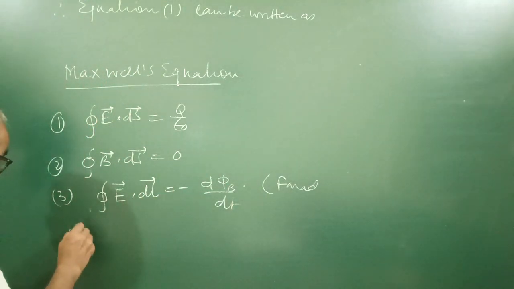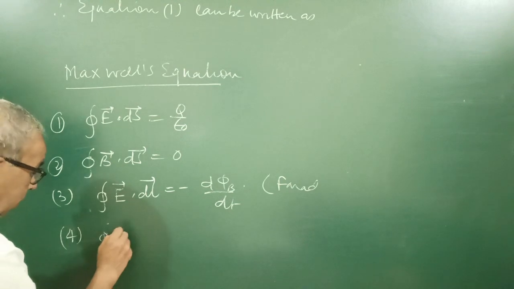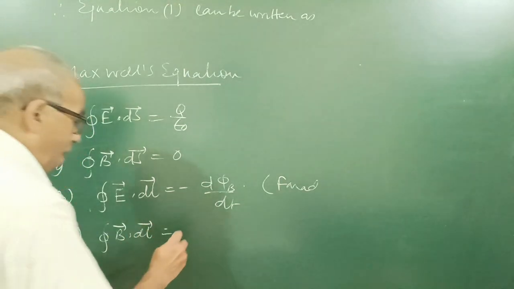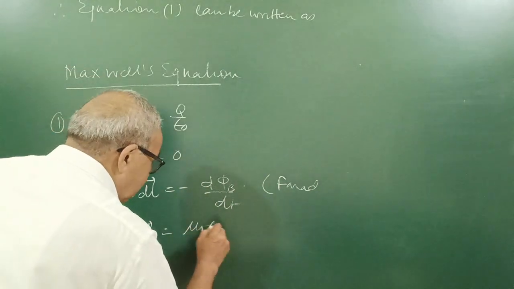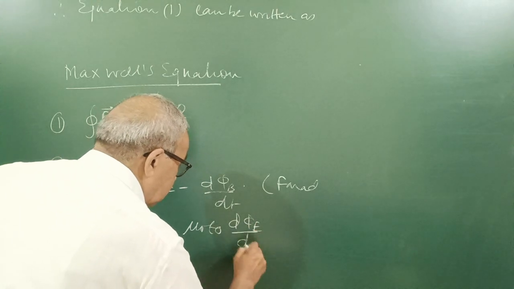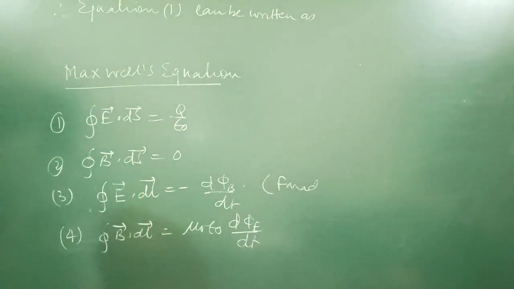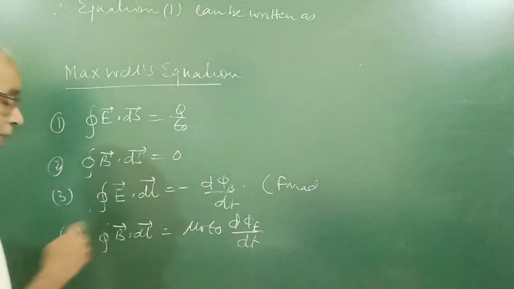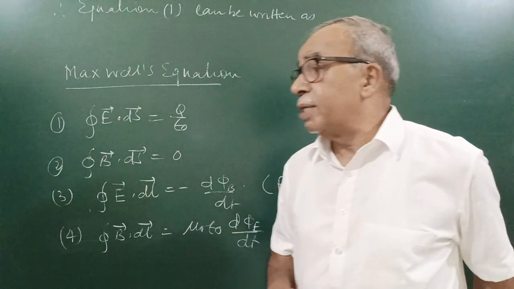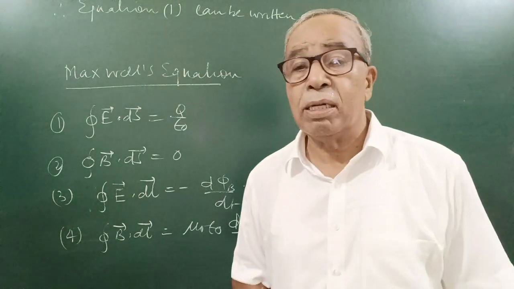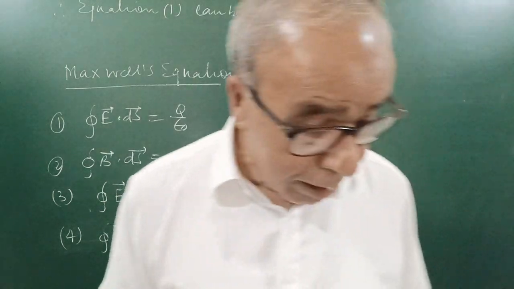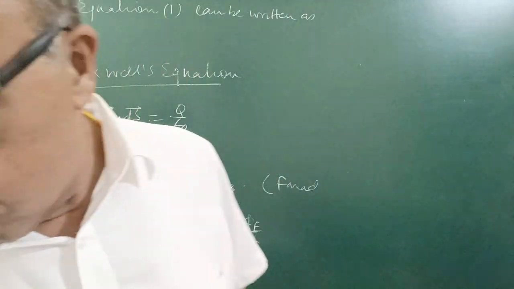And fourth is the line integral of B dot dl equal to mu 0 epsilon 0 d phi E over dt, the Maxwell displacement term. It tells that a varying electric field produces a magnetic field. So using these, he mathematically proved that time varying electric and magnetic fields, a type of wave, are called electromagnetic waves. And then I will take them up in the next video. Thank you.